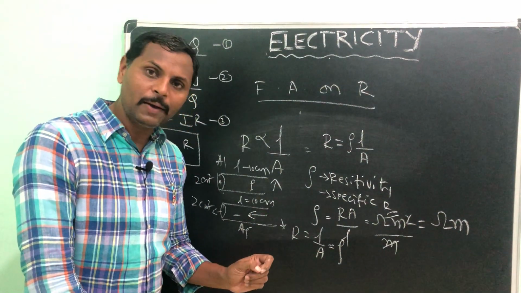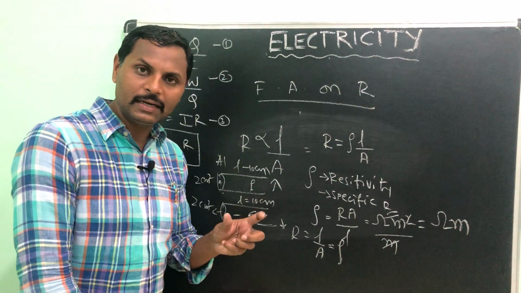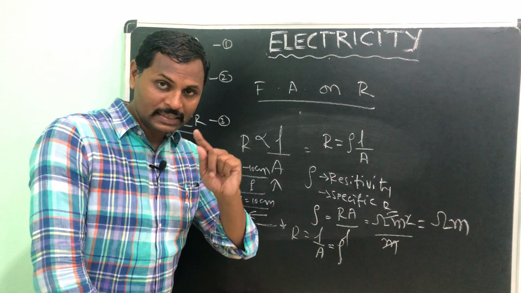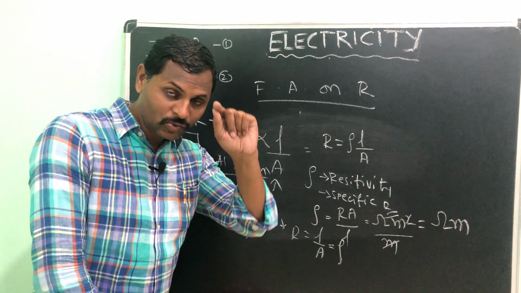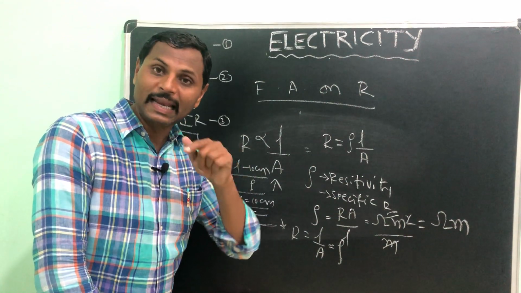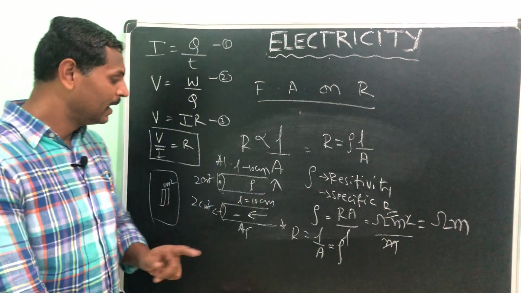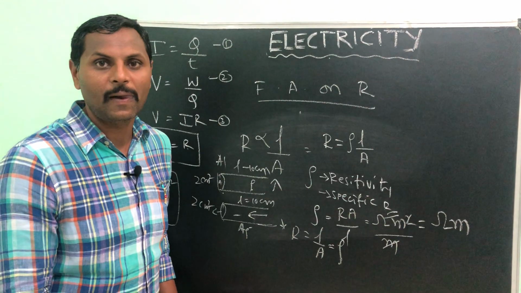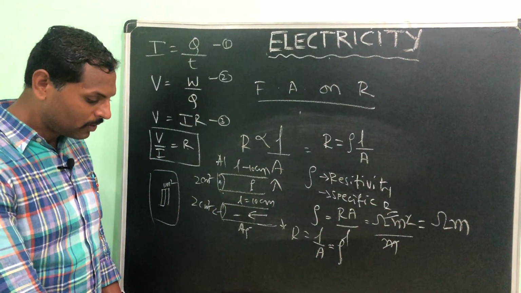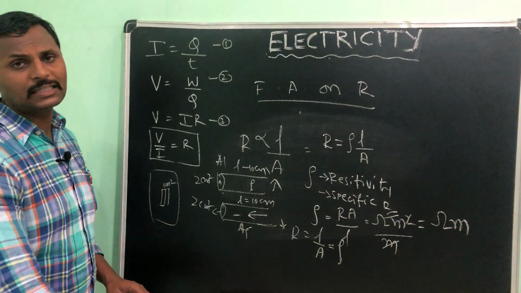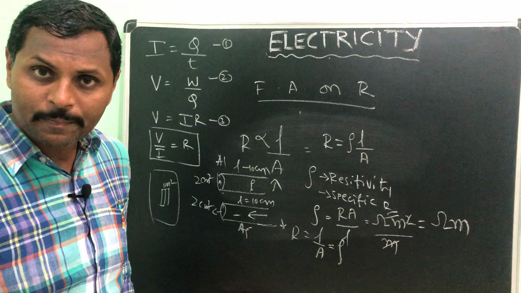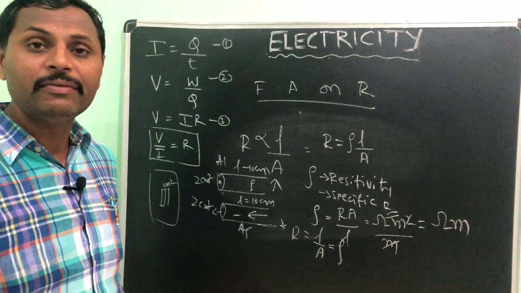What is a specific resistance or what is resistivity? It is very simple. Take a conductor, and the resistance of the 1 meter length and 1 square meter area will be its resistivity. Understood? So that is resistivity. Okay then.